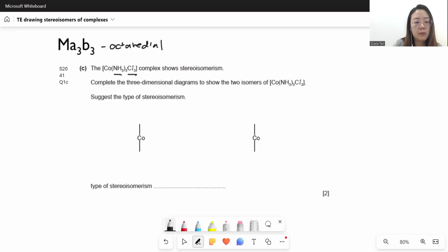You can draw them. So I teach you here. I draw the square plane first. Must draw wedge and dotted line. You don't have to expect them to tell you to draw a 3-dimensional diagram. Normally they will do that, but if they never say draw 3-dimensional diagram, you also have to draw, because stereoisomers have different orientation in space. Space means 3D.